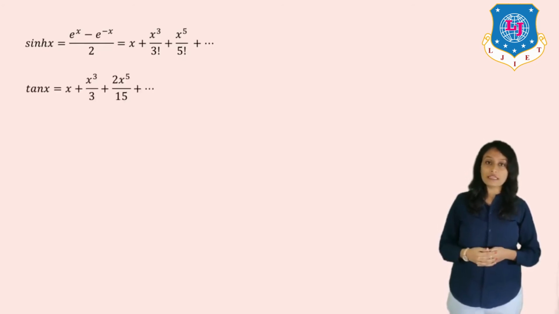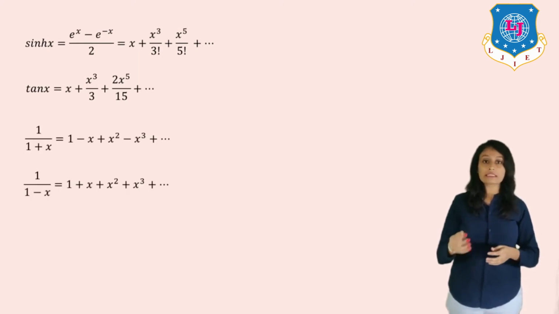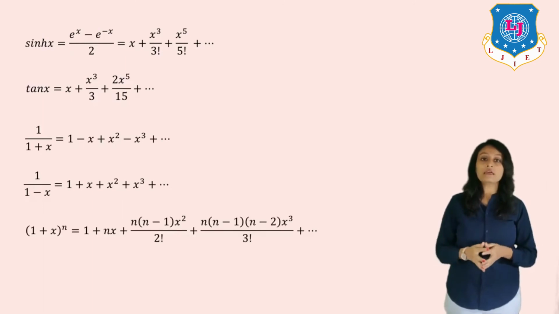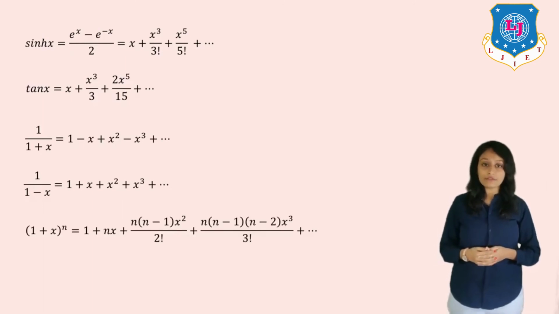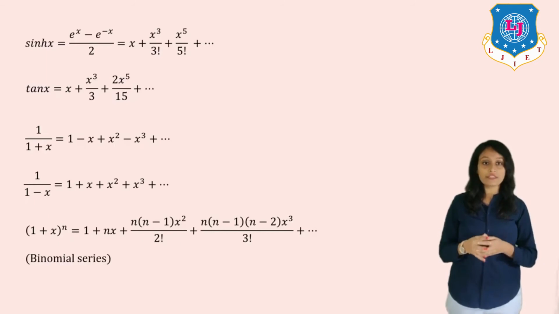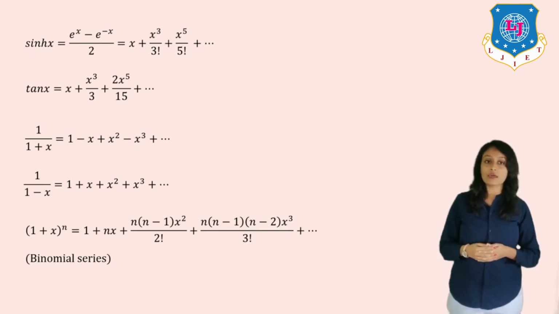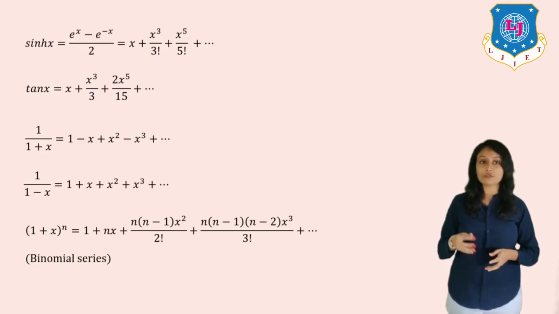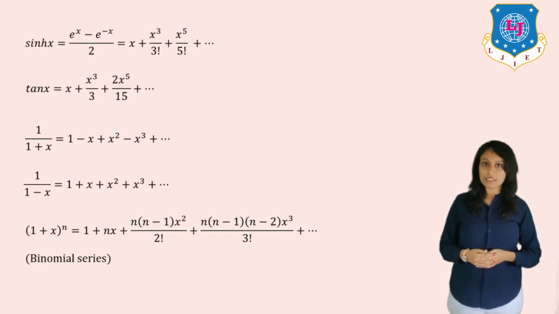Also you can find the Maclaurin series of tan x, then 1 upon 1 plus x, then 1 upon 1 minus x and 1 plus x raised to n, which is known as the binomial series, and this is a very important series. So binomial series, that is 1 plus x raised to n, is given by 1 plus nx plus n into n minus 1 into x square upon 2 factorial plus n into n minus 1 into n minus 2 upon 3 factorial x cube and so on. This series we will use in a few more examples in the next session.